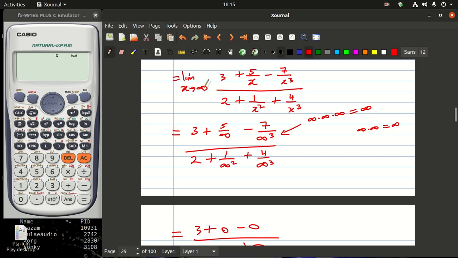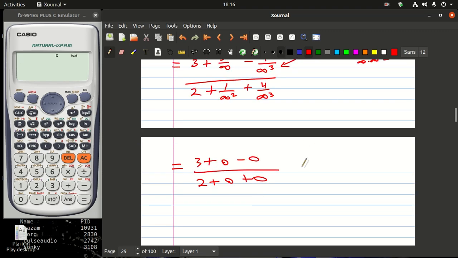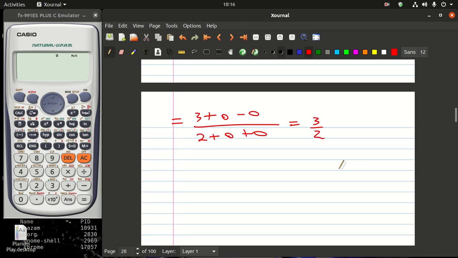But I usually encourage this because it gives you an overview of what is actually happening: if I have 5 and I'm dividing by a very big number, the answer is going to be closer and closer to 0, and then minus, if I'm dividing 7 by a very big number, we get a number that is closer to 0. The same thing for this one and this one. That is why we have 2 plus 0 minus 0, which is just the same as 3 over 2. So that's what I want students to get familiar with.